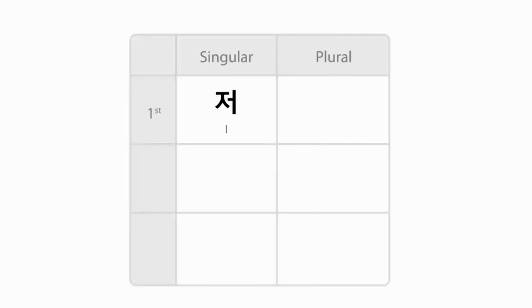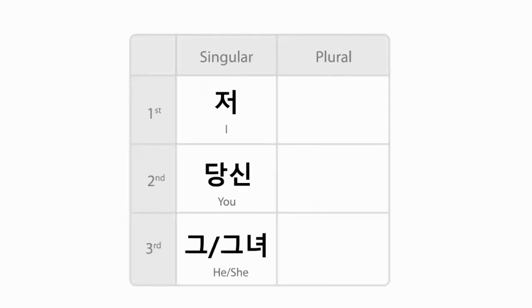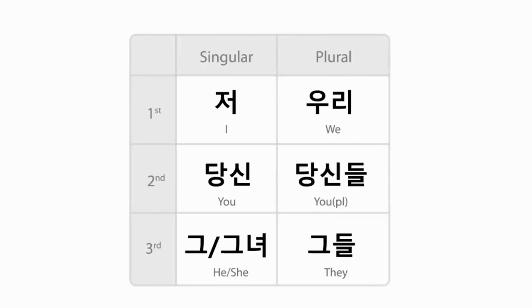Pronouns. These are the subject pronouns in Korean. 저, 당신, 그, 그녀, 우리, 당신들, 그들. Note, pronouns are often omitted in daily conversations, especially the second person pronouns.